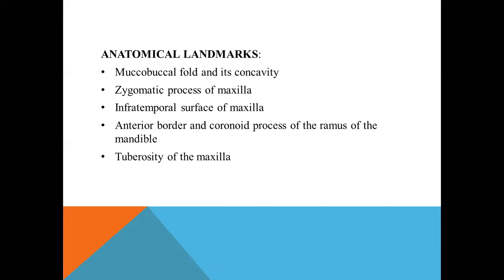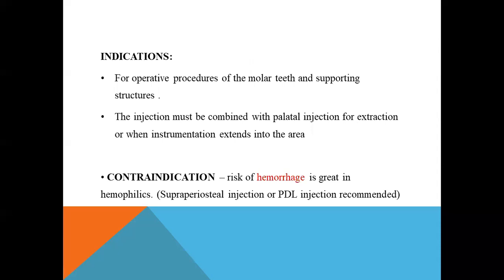The anatomical landmarks include the mucobuccal fold and its concavity, zygomatic process of the maxilla, infratemporal surface of the maxilla, anterior border and coronoid process of the ramus of the mandible, and the tuberosity of the maxilla. Indication is for operative procedures on the molar teeth. Whenever you are going to do procedures on the molar teeth, you have to give a PSA nerve block. The injection must be combined with a palatal injection. Why? Because the PSA, MSA, or anterior superior alveolar nerve block anesthetizes the region in the buccal aspect, not in the palatal aspect.